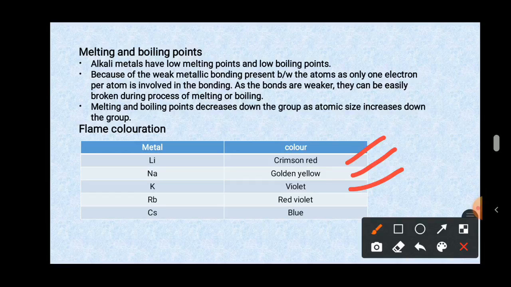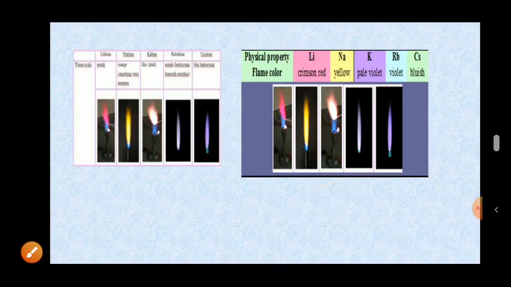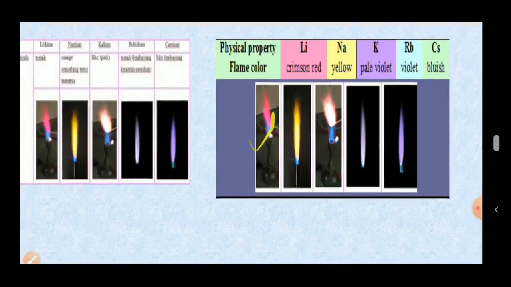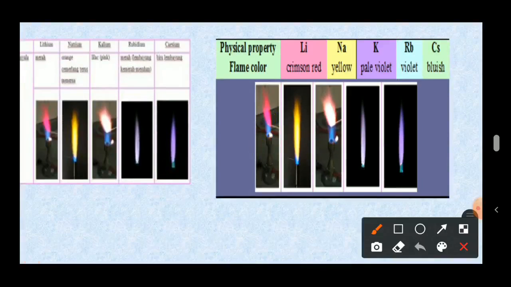Same way, name the color sodium imparts on the flame. That is golden yellow. Same way, potassium is violet, rubidium red violet, cesium is blue. Here in the picture you can see the flame coloration. Different colors are obtained while heating. So lithium is crimson red, crimson red, here it is.